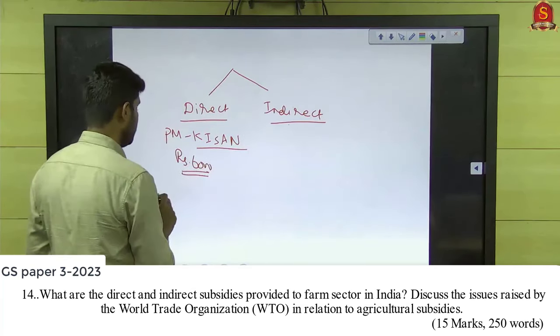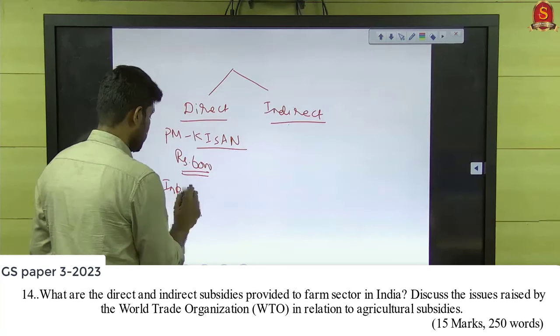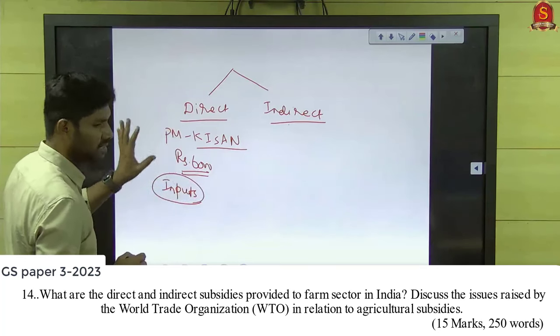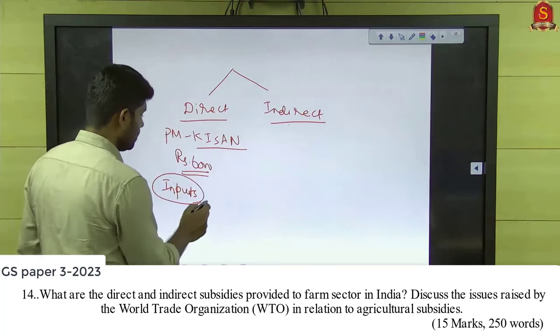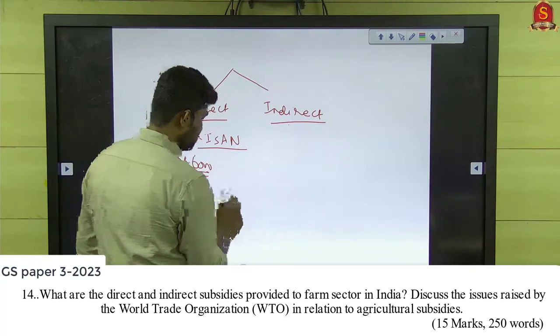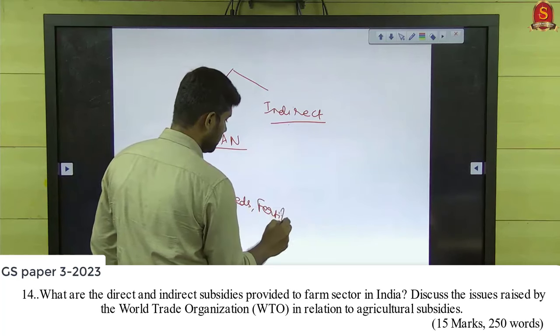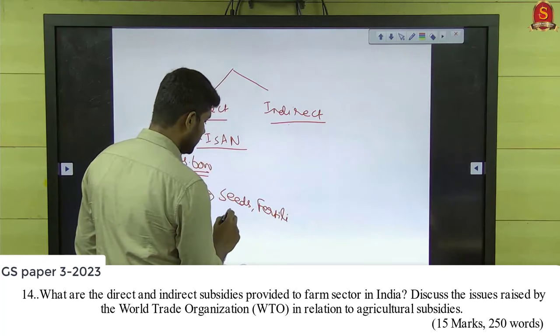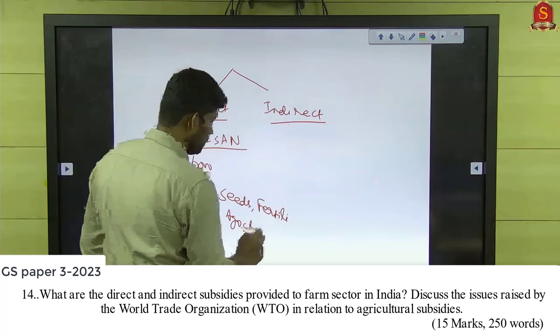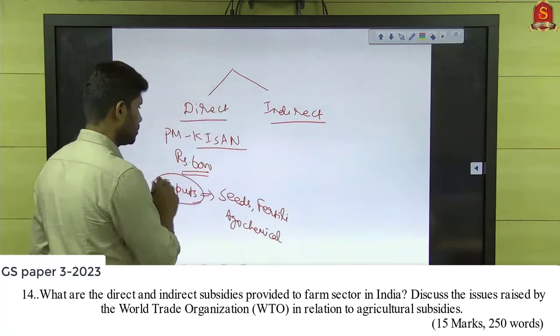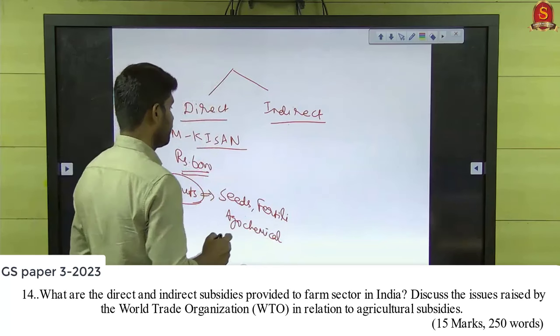Then the farmers purchase inputs at a subsidized price. The subsidies available for inputs come under the direct subsidies. For example, for the purchase of seeds, for the purchase of fertilizers, and for the purchase of other agrochemicals. These products are available at a cheaper, subsidized price to the farmers. So they come under the direct subsidies.